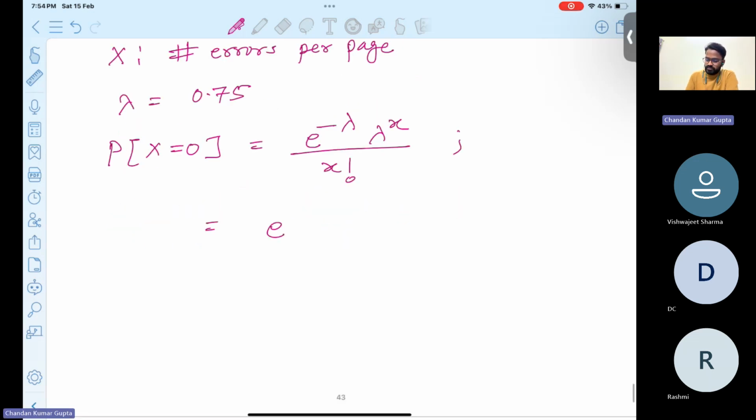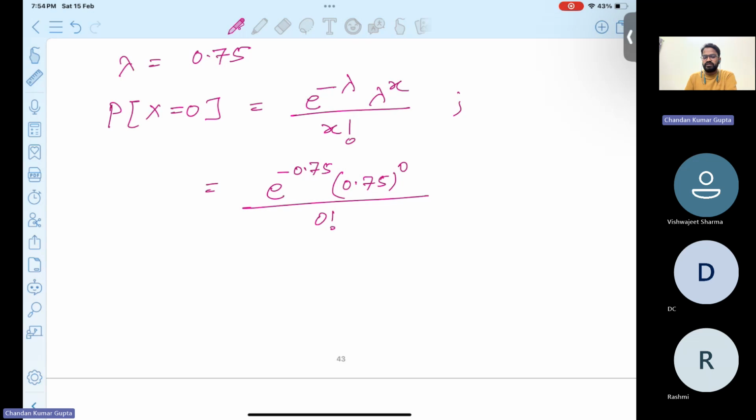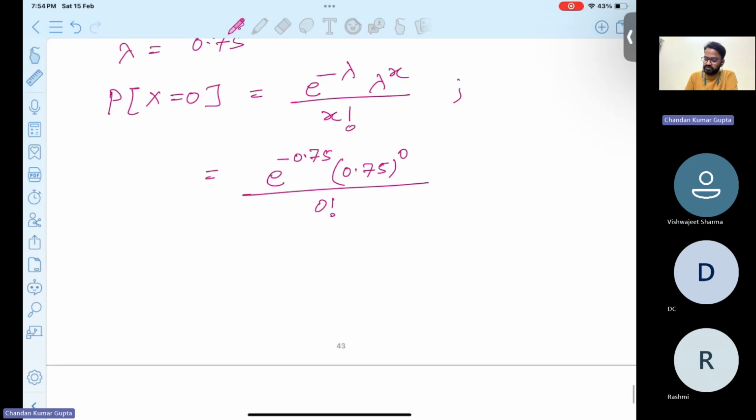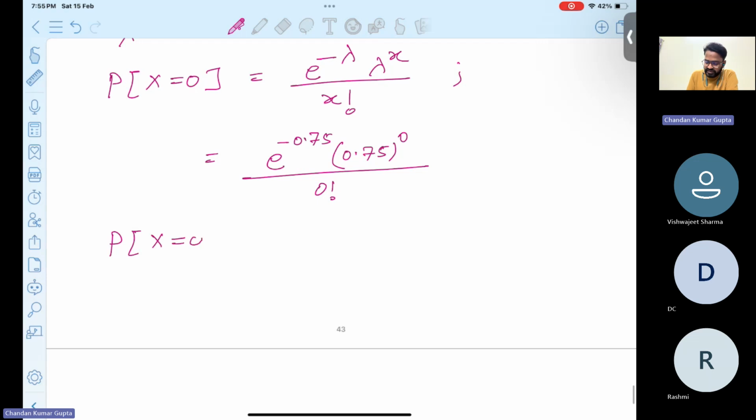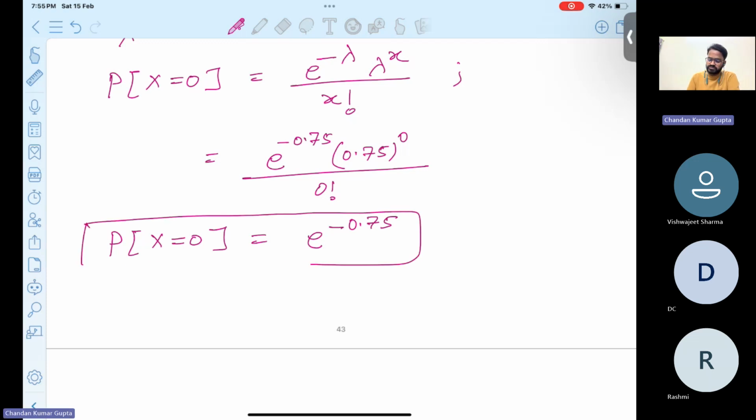Now e to the power minus 0.75, 0.75 to the power 0, because x equal to 0, and 0 factorial. 0 factorial equals 1, and any number having exponent 0 also equals 1. So the probability that X equals 0 is nothing but e to the power minus 0.75. Okay, you may solve this for the numerical value, or you may leave it here. Okay, so this is how when we are given a rate, we can solve the questions.